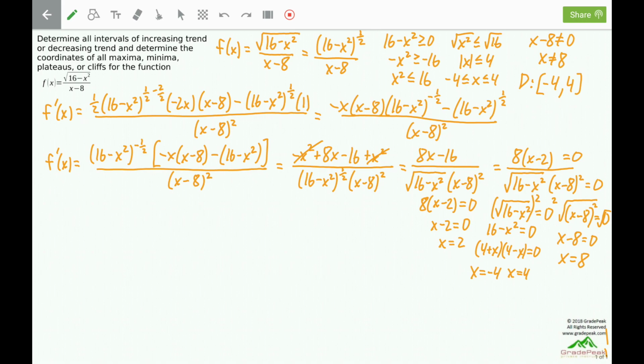We will now check to see which of these are in the domain. The first one, x equals 2, is within that domain interval. It's greater than negative 4 and less than 4. The next two, negative 4 and positive 4, are in the domain by being the left and right endpoints of the domain. And then the last one, x equals 8, is not in the domain, so we will cross that one out and not keep it. The other three are critical numbers.